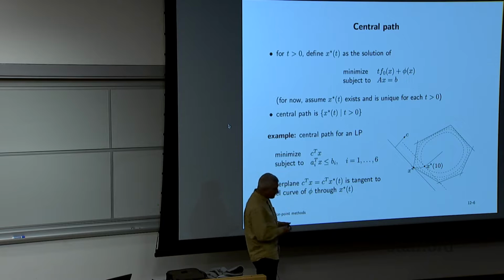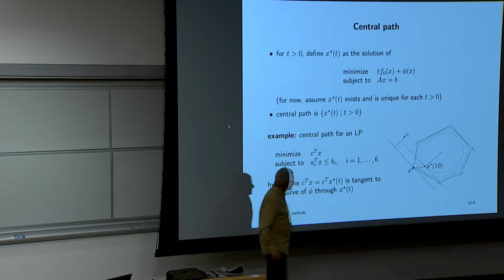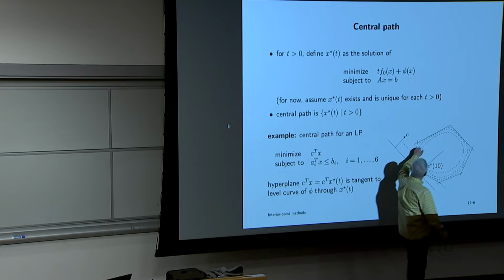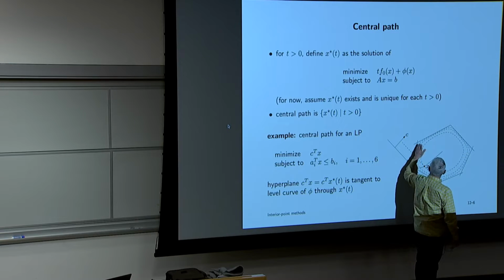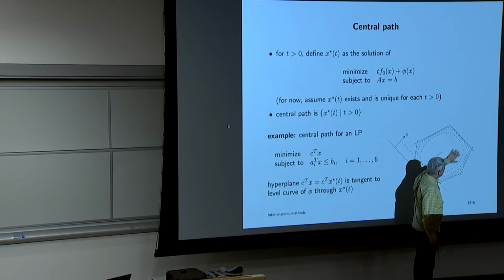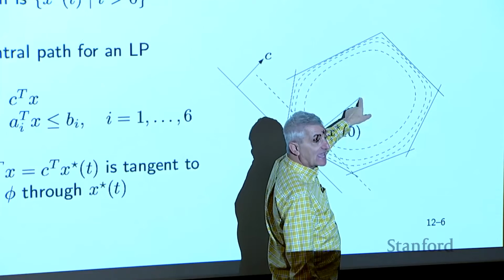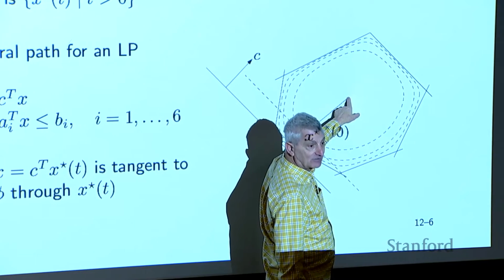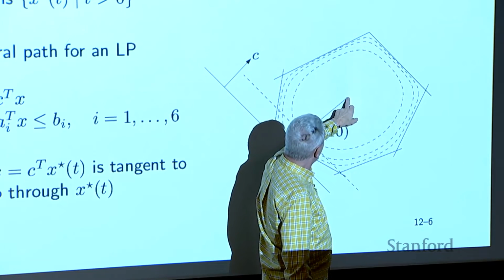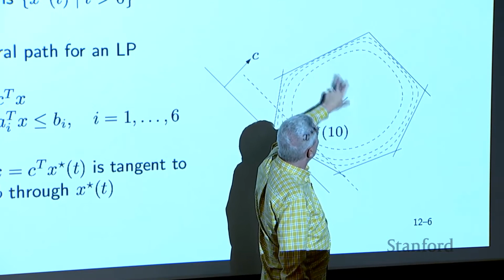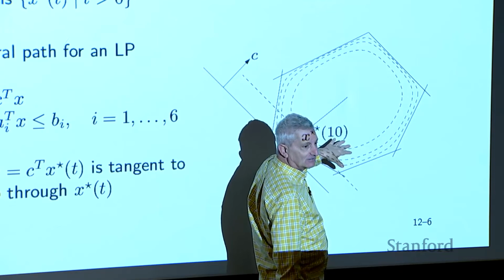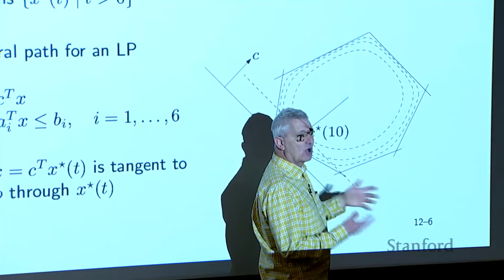And here's just a baby picture to show you what it looks like. Here's a polyhedron; the original problem was an LP, and these are the constraints. Let's see what happens when I set t to be very small, like 0. I'm minimizing that log barrier over this polyhedron, and it's going to start at the analytic center. In fact, if you'll recall, this point maximizes the product of the margins, which is the same as maximizing the sum of the logs of the margins.